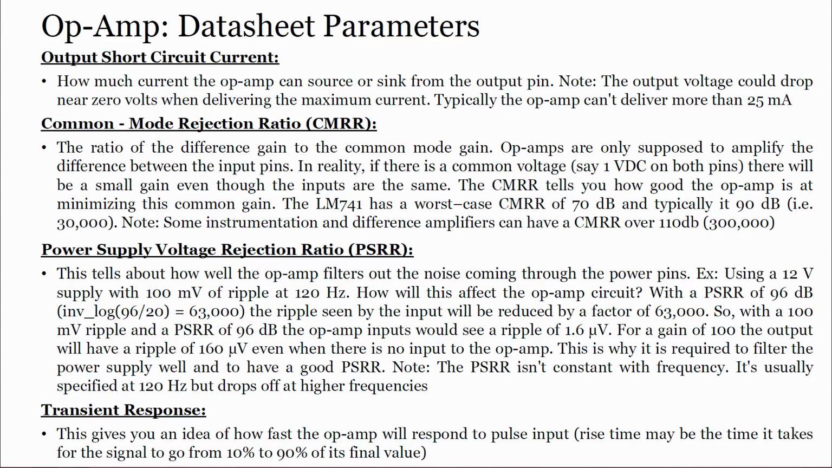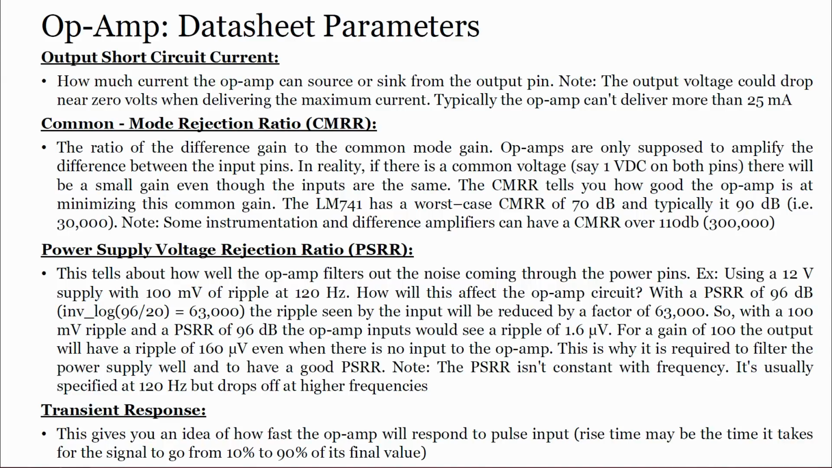Then there is the output short circuit current. What is that? How much current the output can source or sink from the output pin is the output short circuit current. The output voltage will drop near 0 volts when delivering the maximum current. Typically, the op amp cannot deliver more than 25 milliamperes.